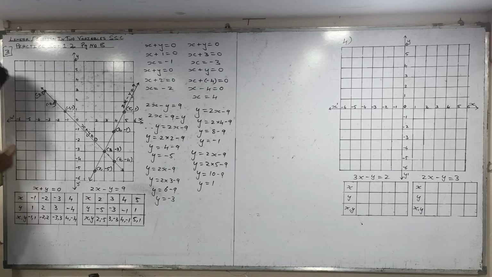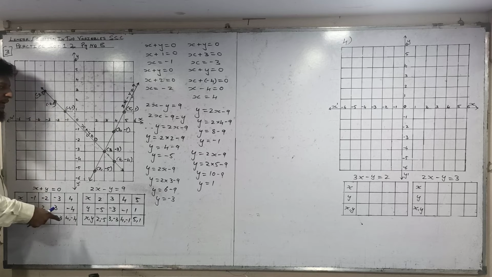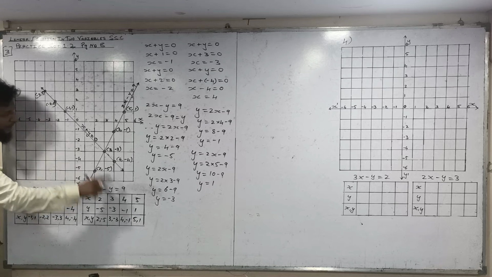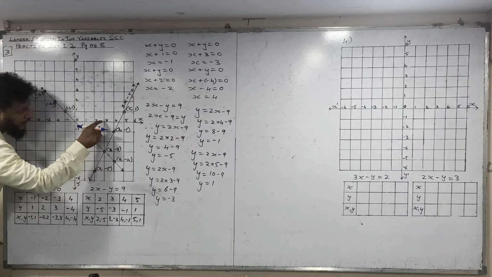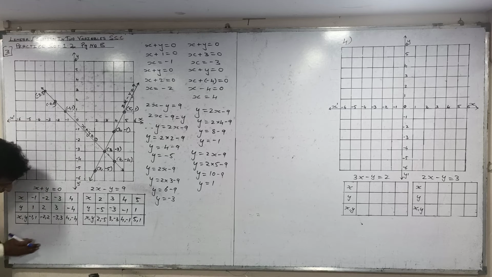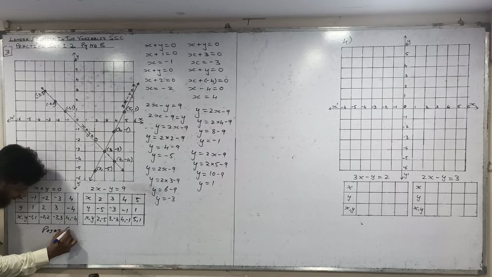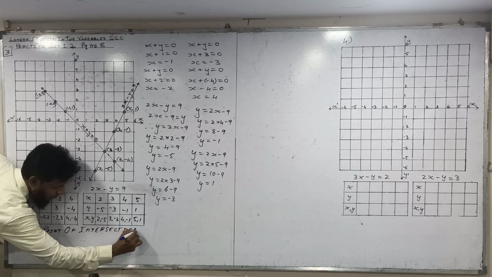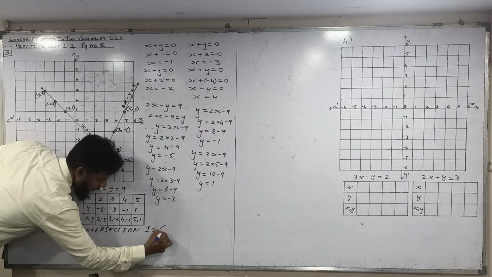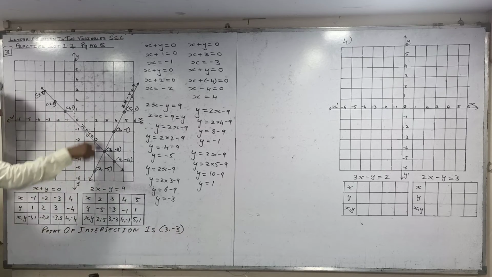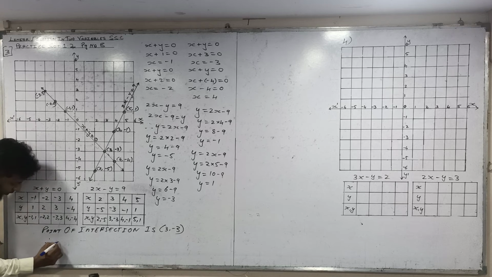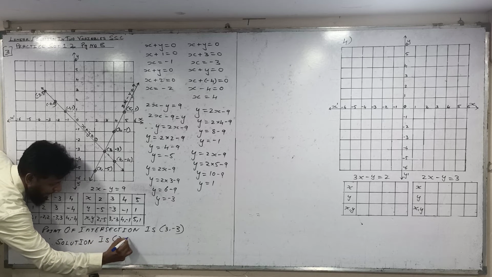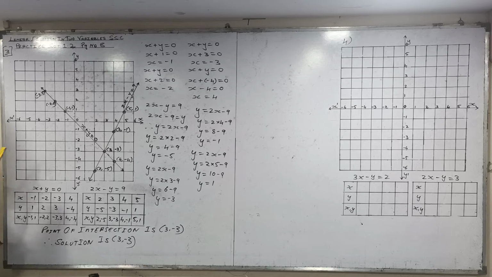So what we have understood: just plot the points, draw the line, and the point of intersection is 3 and minus 3. This line and this line intersect at this point. See, on x-axis 3 and y-axis minus 3. So point of intersection is 3 minus 3. First see the x value, then the y value. Therefore solution is 3 minus 3. Okay, so we have done this graph.